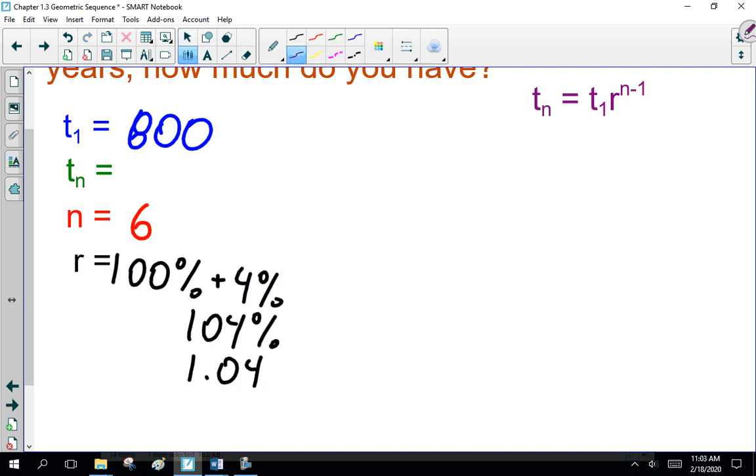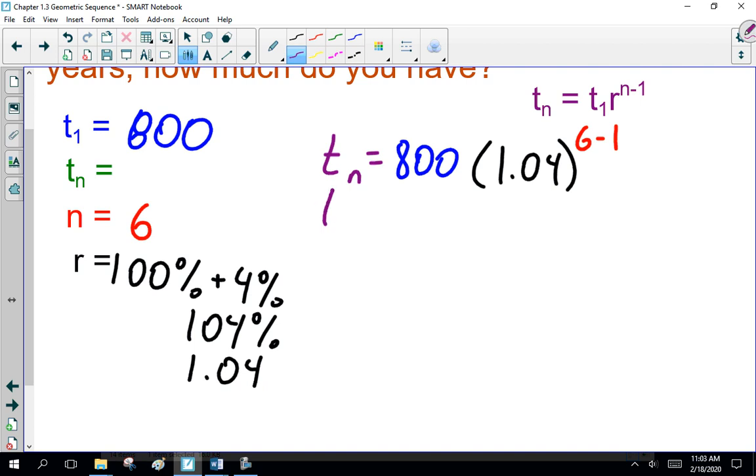So actually, I should solve it with you guys to see if I can screw it up. T to the n, the last term, is the first term, 800, times my rate, 1.04, to the n minus 1, which is 6 minus 1. So T6 is what? 800 times 1.04 to the 5th. What are we getting? Okay. So gentlemen, ladies, what are we getting? 973.43. Okay, well, I'll give you another moment to calculate it.